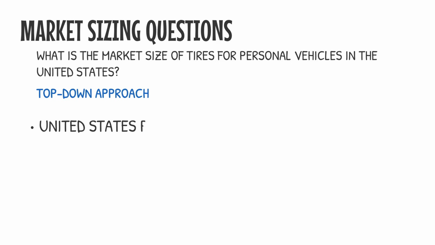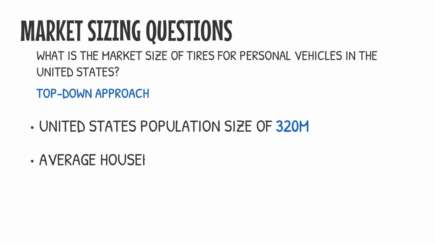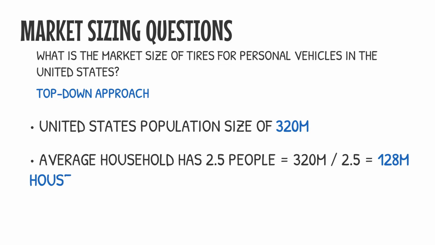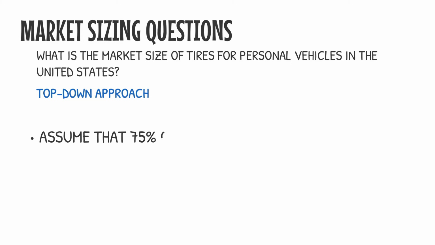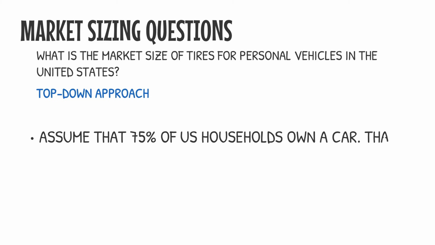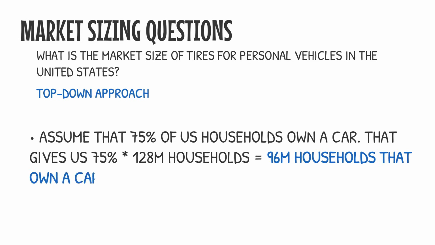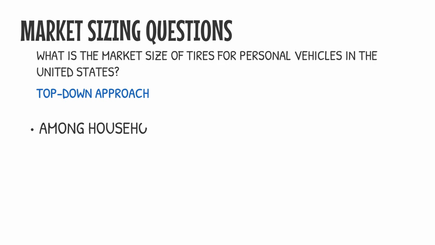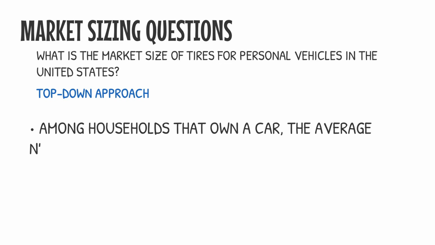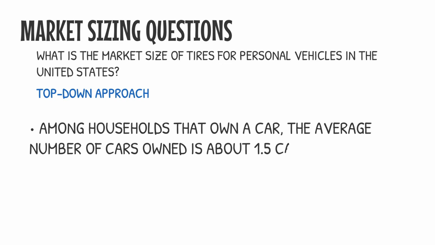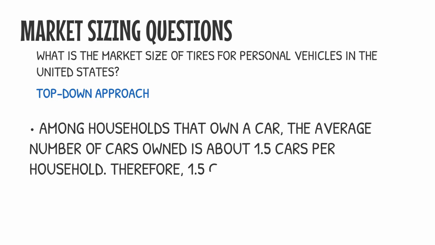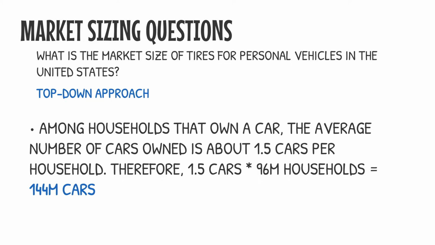Let's start with the United States population of 320 million. We can estimate that the average household has 2.5 people. Therefore, there are 320 million divided by 2.5, or 128 million households in the US. Assume that 75% of US households own a car. That gives us 75% times 128 million households equals 96 million households that own a car. Among households that own a car, the average number of cars owned is about 1.5 cars per household. Therefore, 1.5 cars times 96 million households equals 144 million cars.